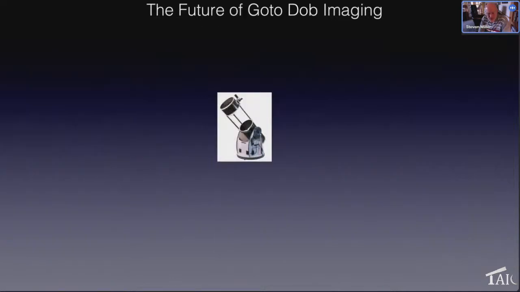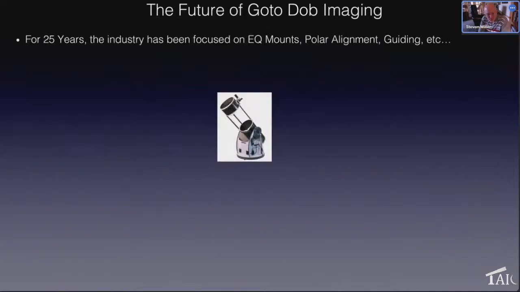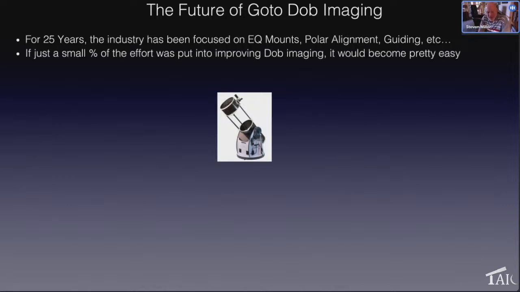How about the future of Dob imaging? For this type of scope, for 25 years the industry has been focused on equatorial mounts, polar alignment, guiding, everything to take a really long exposure, right? Because these cameras needed it. I think if just a small percentage of that effort was now put into improving something like alt-az Dob imaging, I think it could become pretty easy.